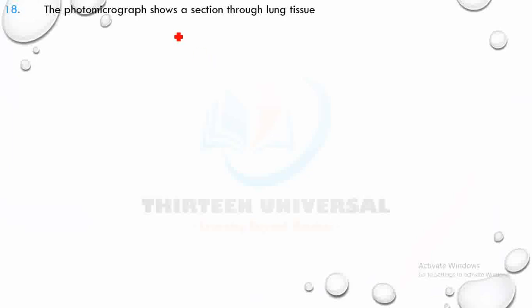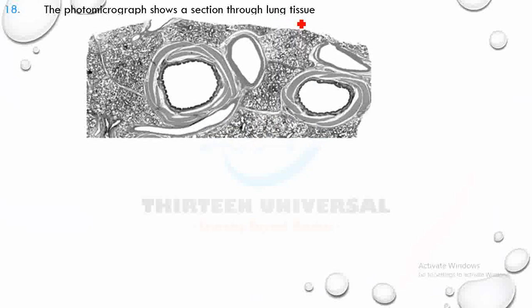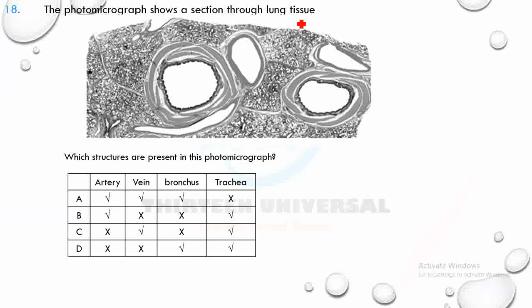The photomicrograph shows a section through lung tissue. You can see that. Wow, this is interesting. Which structures are present in this photomicrograph? Pause the video and try. If you check here, you will see that, look at this.